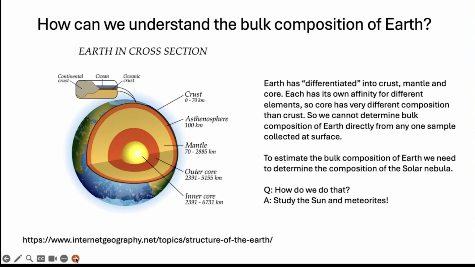So now, how do we understand the bulk composition of the Earth? Because the Earth is differentiated. We know this from geophysics and geochemistry. We all know about the inner and the outer core, the mantle, the crust, the oceanic crust, the continental crust. We say that the Earth is differentiated, and as it turns out, each of these layers has its own affinity for different elements in ways that kind of complicate our search for the elements we want.